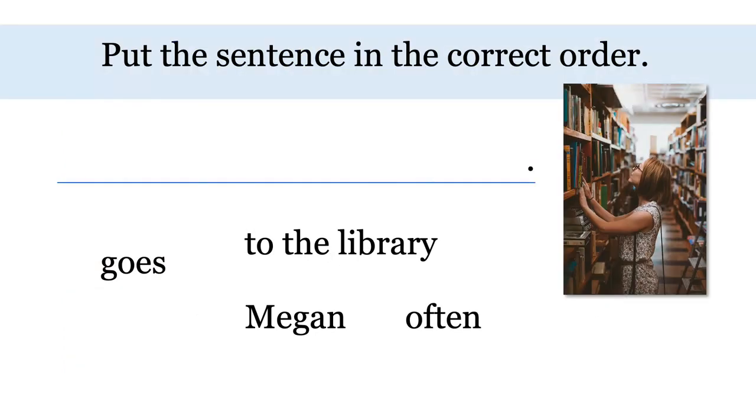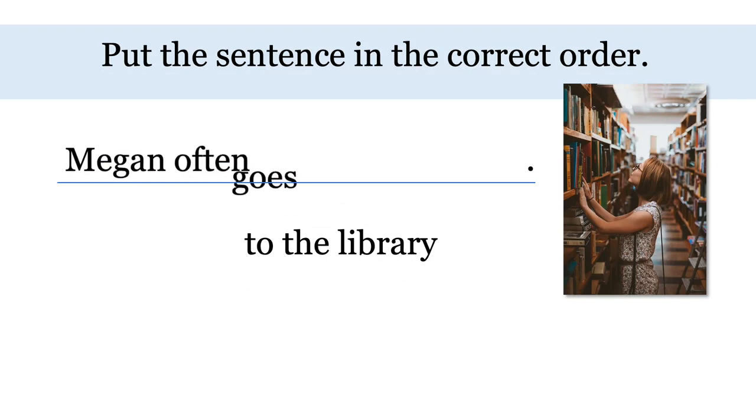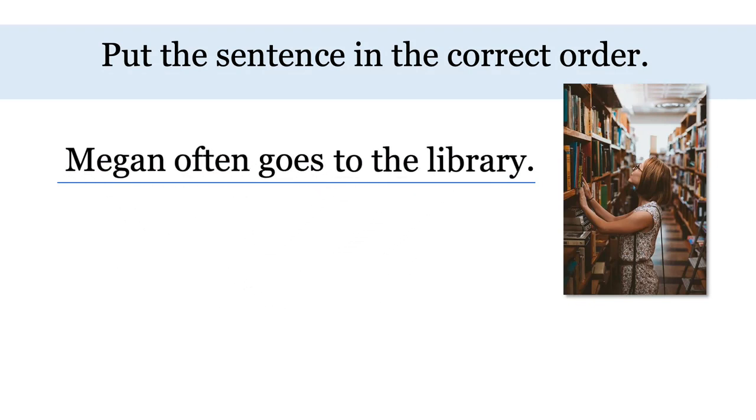Okay, you try. Put the sentence in the correct order. You have the words goes, to the library, Megan, and often. Think. Megan often goes to the library. The frequency word goes before the verb.